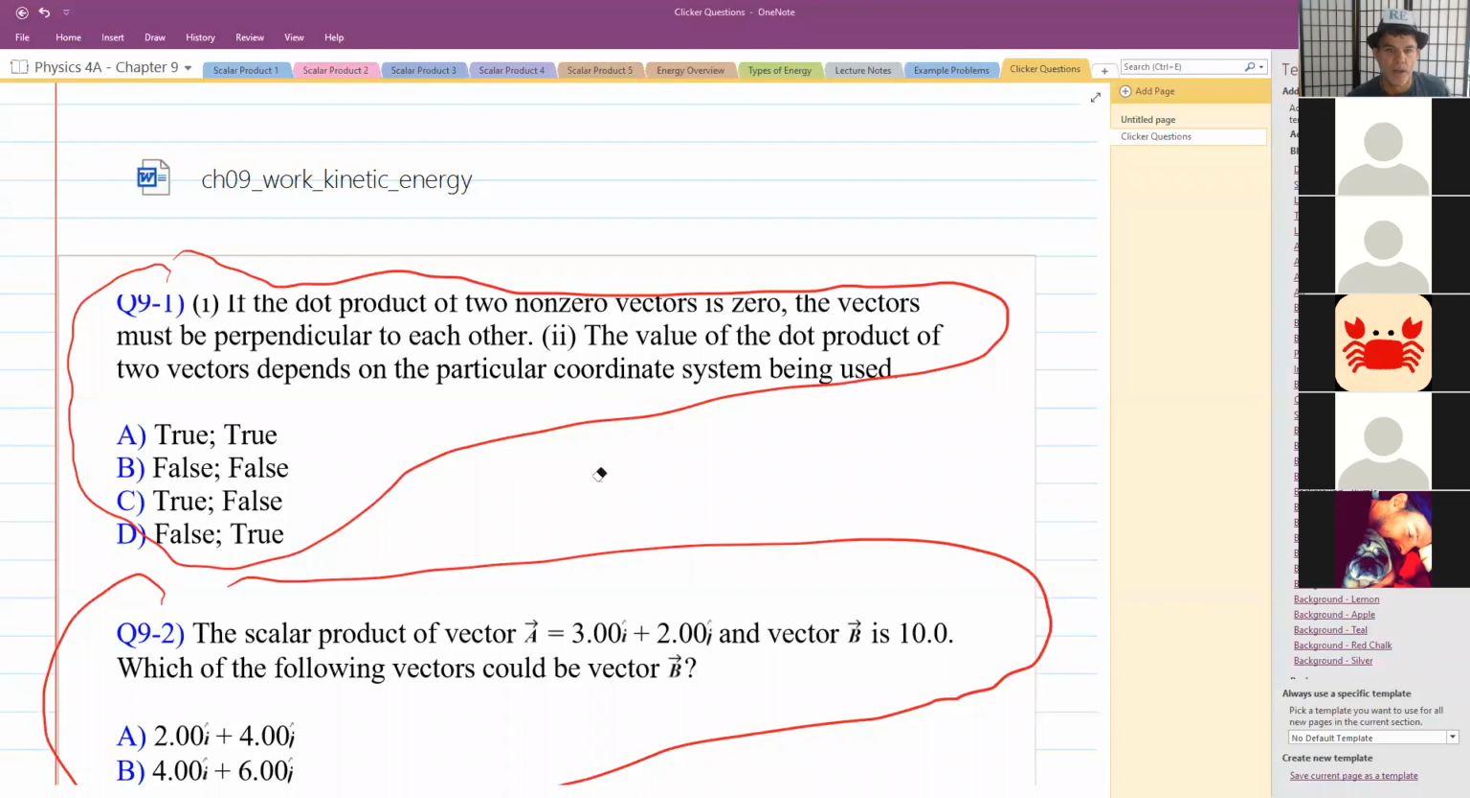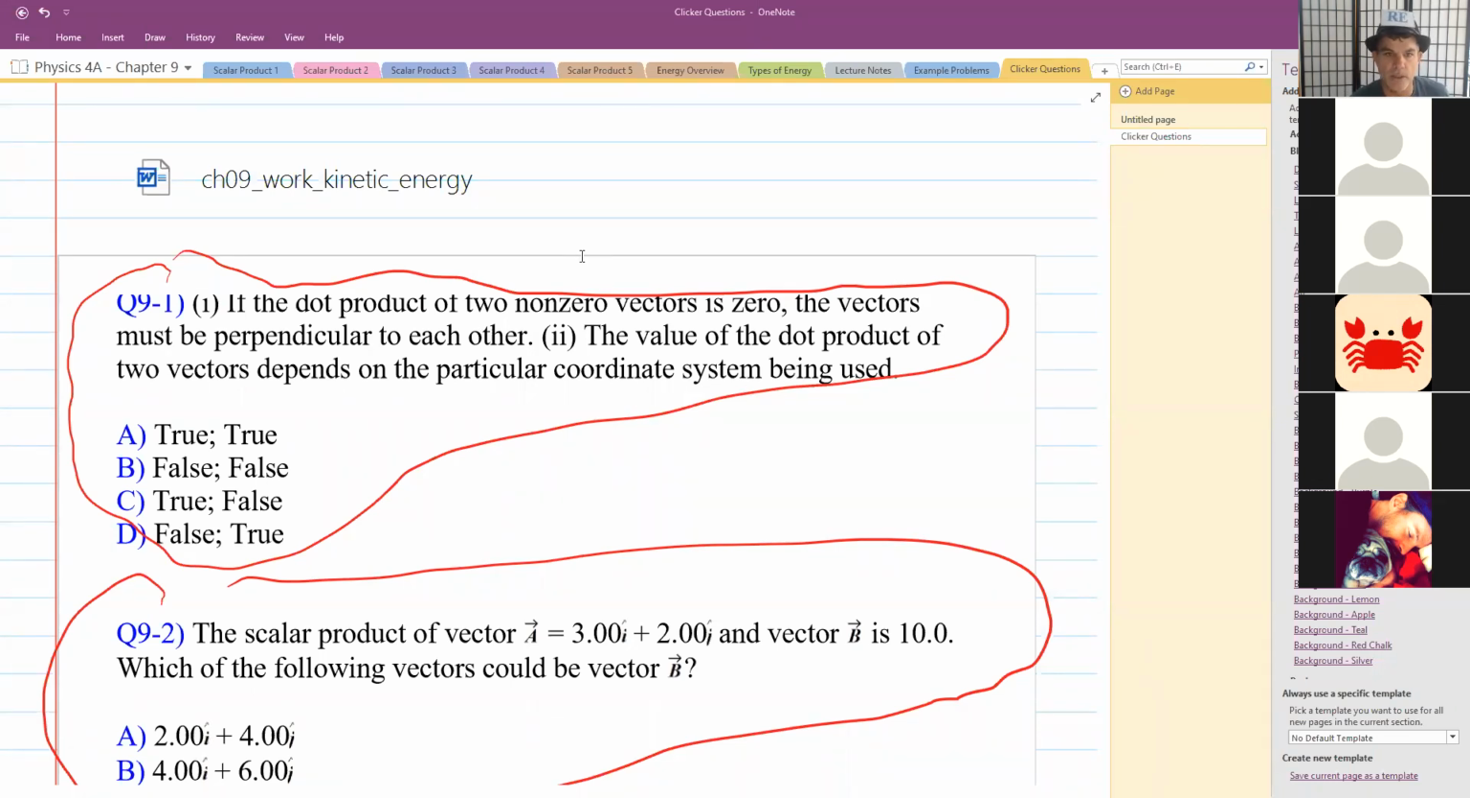Okay, so going back to this clicker question. If the dot product of two non-zero vectors is 0, the vectors must be perpendicular to each other. The microphones are active after the breakout rooms. Got it. So once you leave, please make sure you're muted so that we don't have a bunch of side conversations going on. So first part, if the dot product of two non-zero vectors is 0, the vectors must be perpendicular to each other. So going back to this drawing.